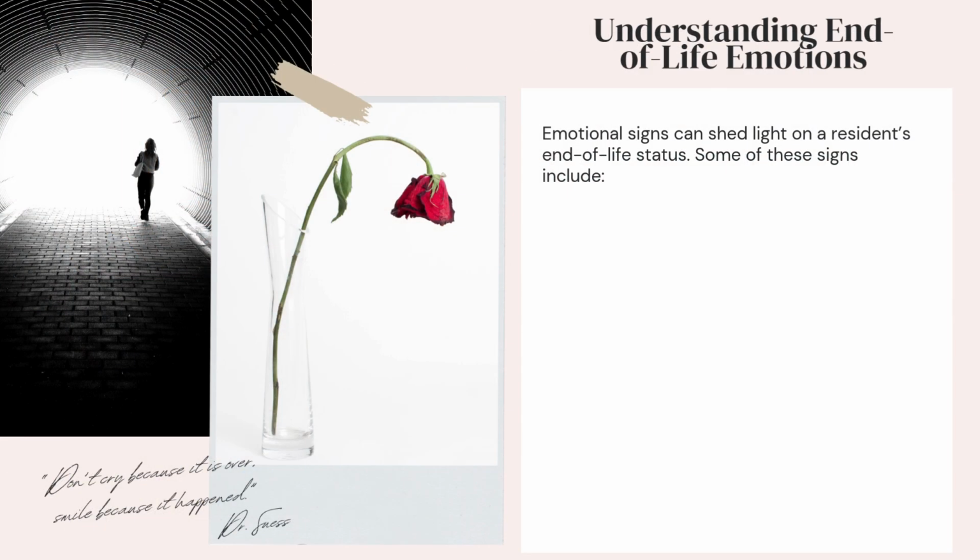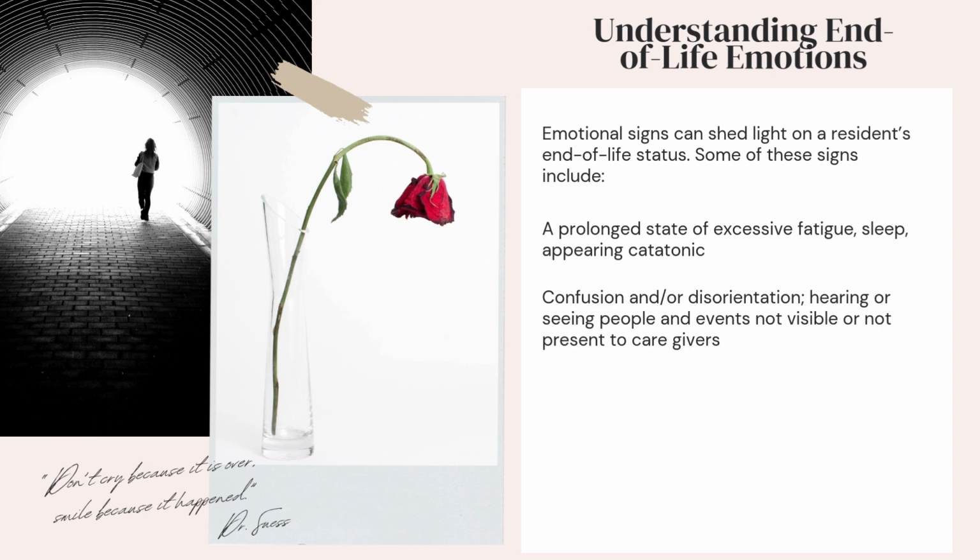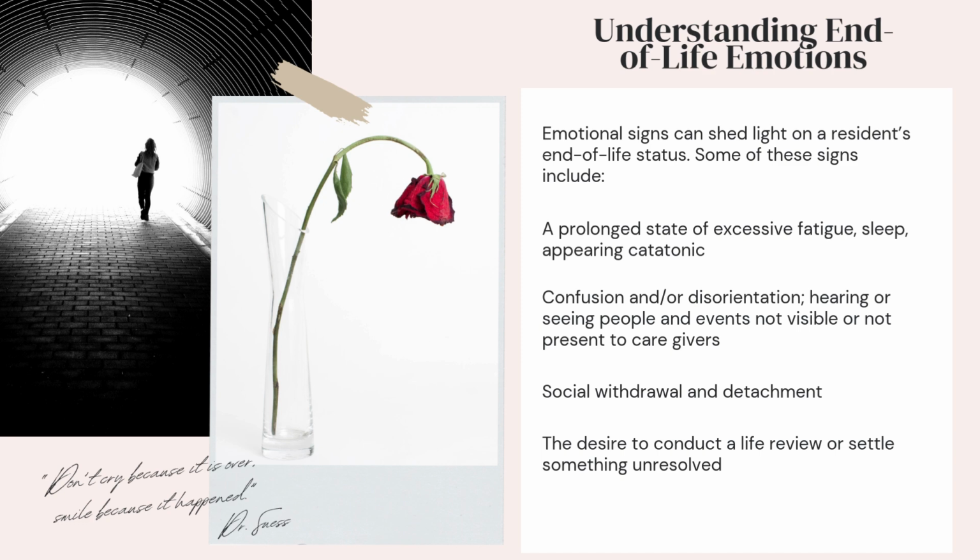Clinical indicators and symptoms are not the only signs of a resident's impending passing. Analyzing emotional signs can also shed light on a resident's end-of-life status. Some of these signs include a prolonged state of excessive fatigue, sleep, appearing catatonic, confusion and/or disorientation, hearing or seeing people and events not visible or not present to caregivers. The resident may display social withdrawal and detachment, or the desire to conduct a life review, settle something unresolved, or focus on funeral planning. We mentioned hospice several times in this presentation.